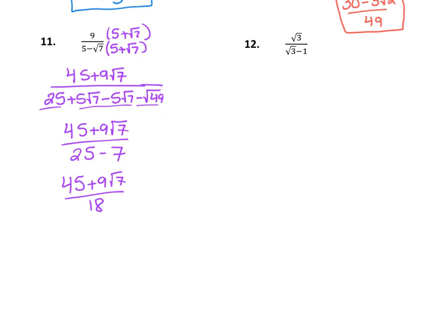Now, kind of like with the last problem, my 45, my 9, and my 18 all can be divided by a common factor. And in this case, they're all divisible by 9. So if I divide them all by 9, I'll be left with 5 plus, you could write 1 square root 7 or just square root 7, all over 18 divided by 9, which is 2.